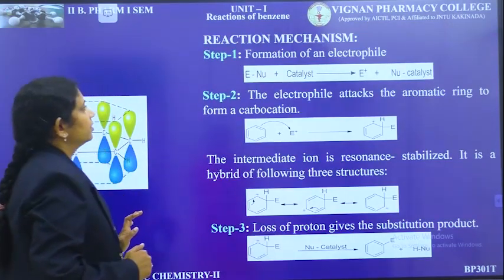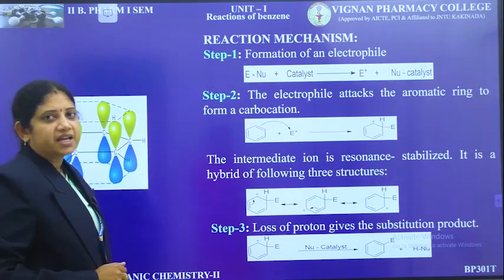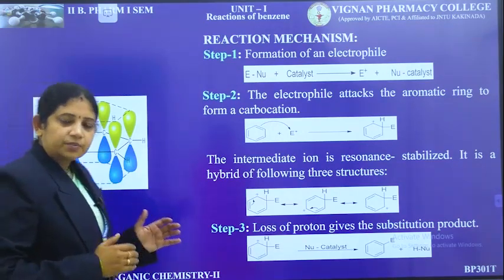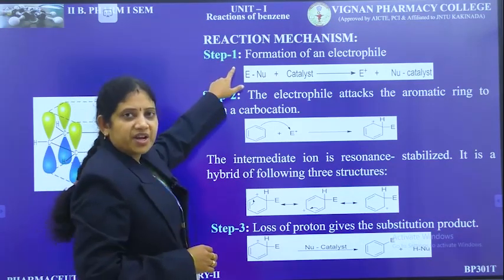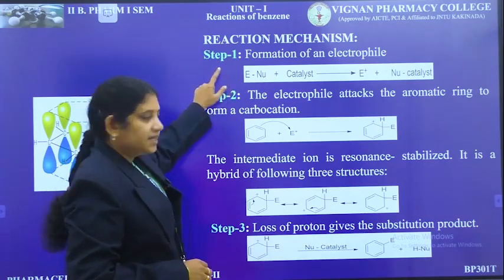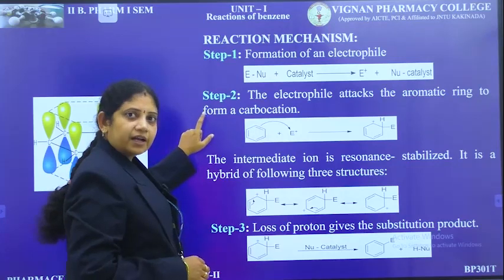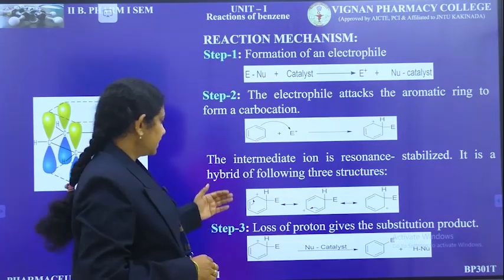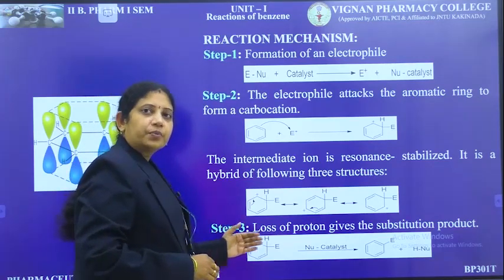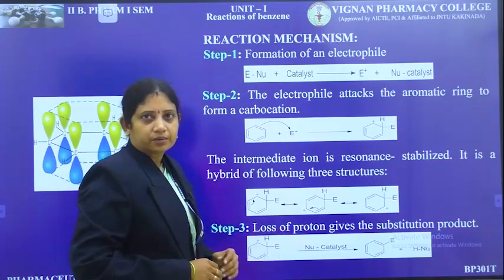Next, coming to the reaction mechanism. The reaction proceeds in 3 different steps. The first one is the formation of the electrophile. The second one is the attack of the electrophile onto the benzene ring. And the last one is the formation of the product through the loss of a proton.